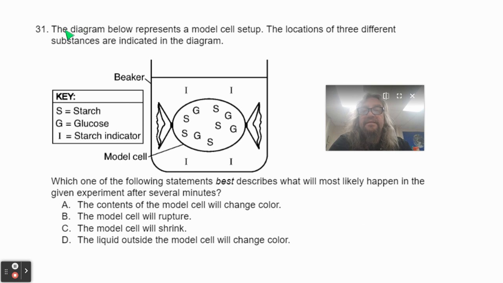Question 31. The diagram below represents a model cell setup. The locations of 3 different substances are indicated in the diagram. Right? You got starch, glucose, and starch indicator, iodine. Which one of the statements best describes what will most likely happen in the given experiment after several minutes? A, the contents of the model cell will change color. B, the model cell will rupture. C, the model cell will shrink. D, the liquid outside the model cell will change color.